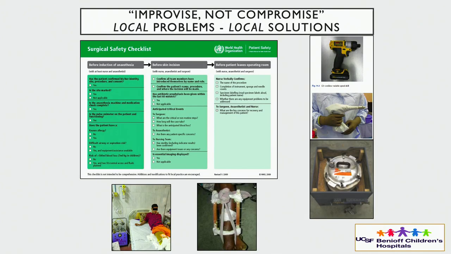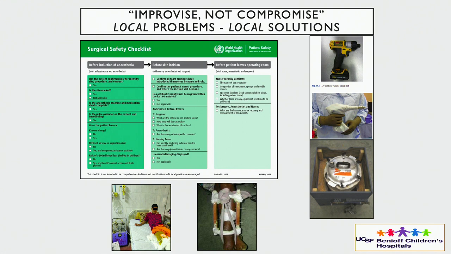You've seen this earlier from Dr. Schmidt: certain principles just don't change. The concept, and this is a borrowed phrase from my friend Scott Nelson, is that when you go visit, you improvise, you don't compromise. I think that's a concept that's really intriguing and stimulating when you go there.